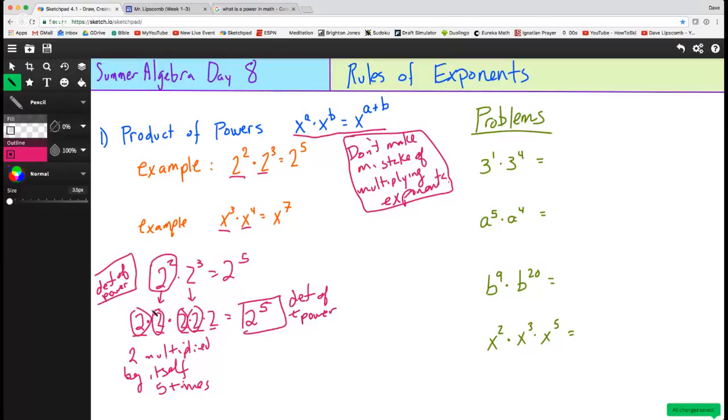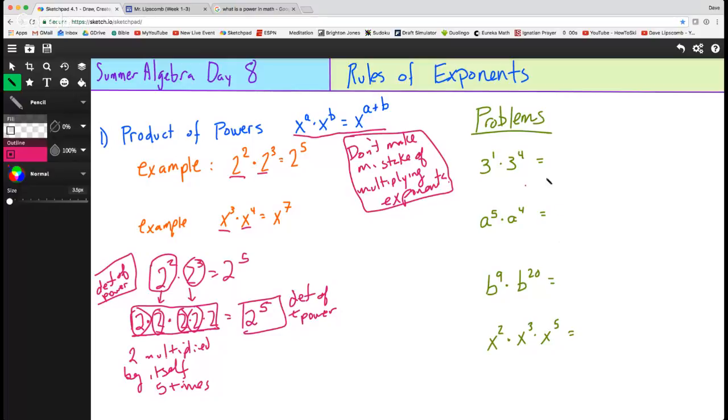So we use our definition of power to expand 2 squared, 2 to the 2nd power, to 2 times 2, and we expand 2 to the 3rd power to 2 times 2 times 2, and then we apply the power rule again, the definition of power, and we see that it's 2 to the 5th.